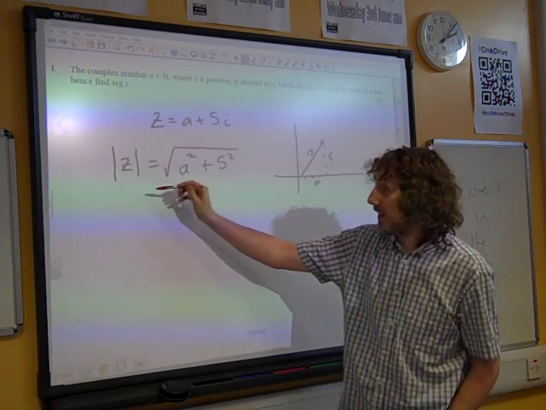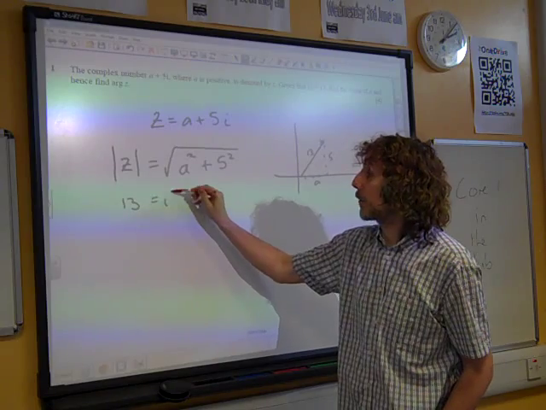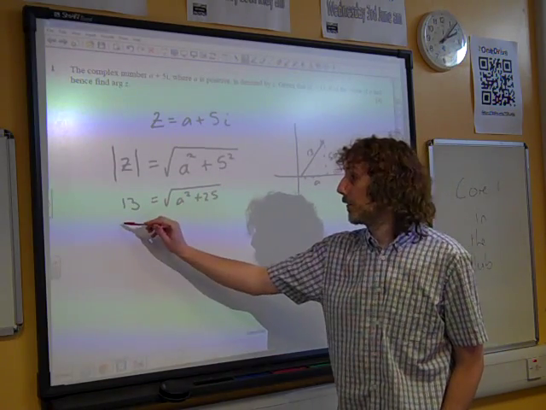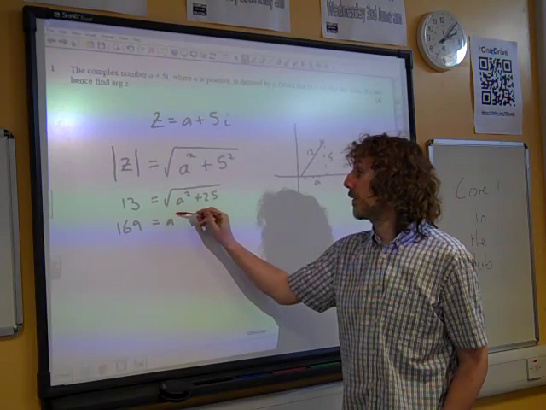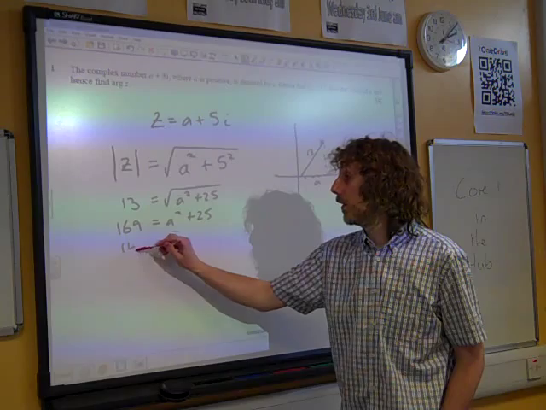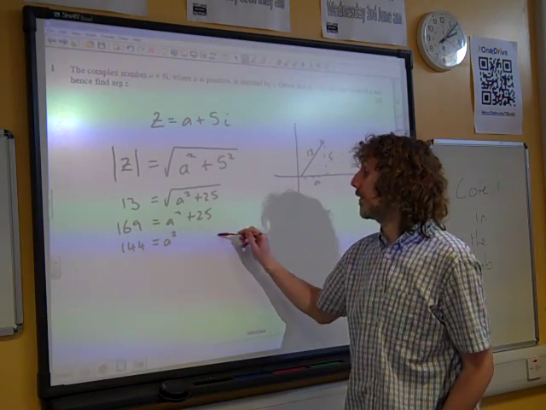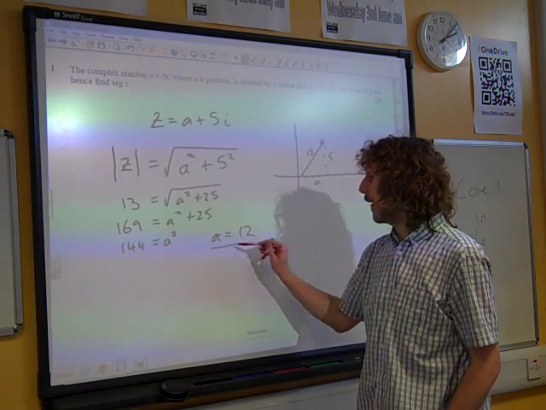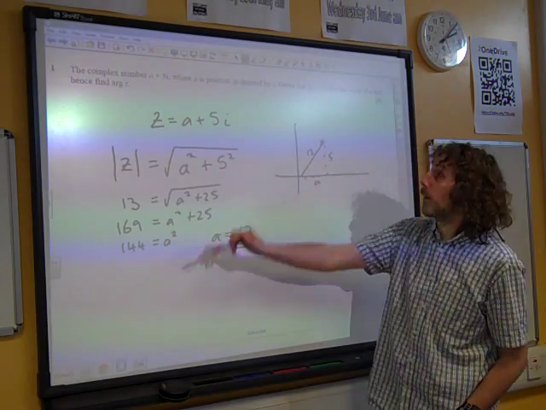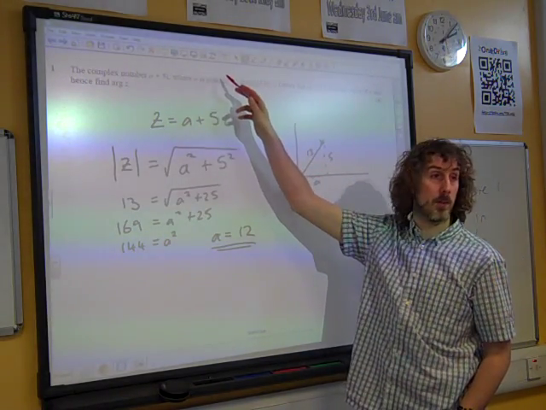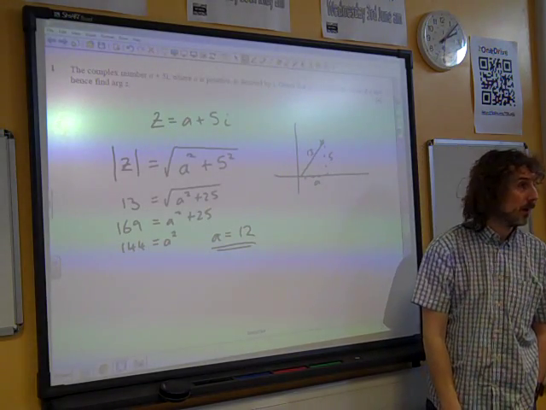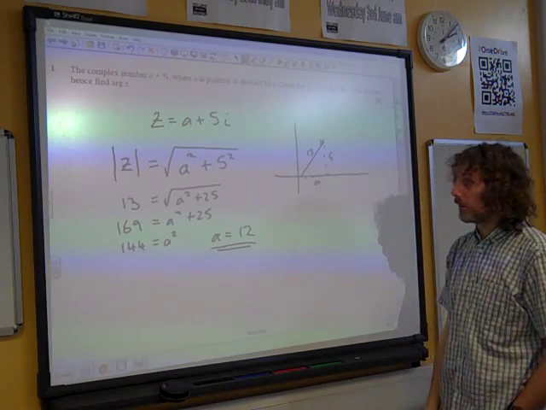So, 13 is the square root of a squared plus 25, so we're going to square both sides. 169 is a squared plus 25, so 144 is a squared, so a equals 12. One occasion where we don't do plus or minus, for the simple reason that the question said a is positive, so you don't need to do the plus or minus when you solve a squared is 144.